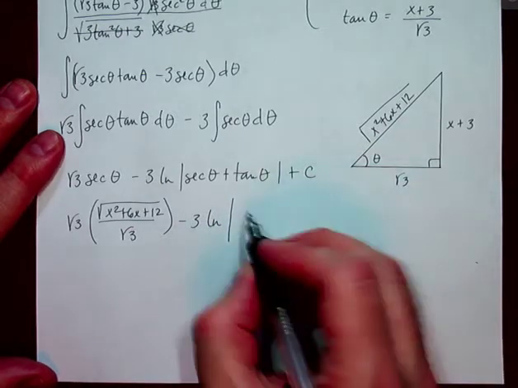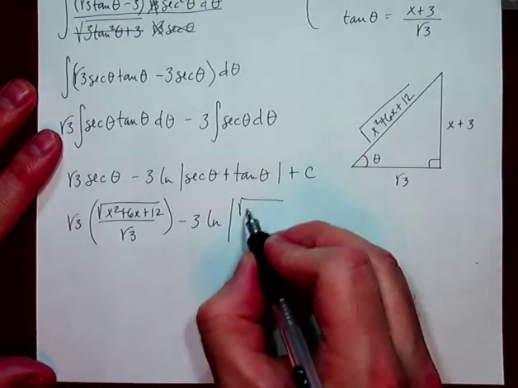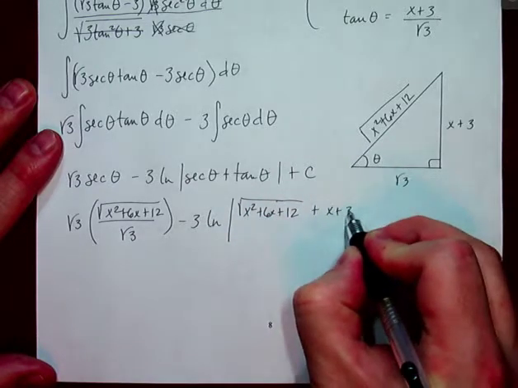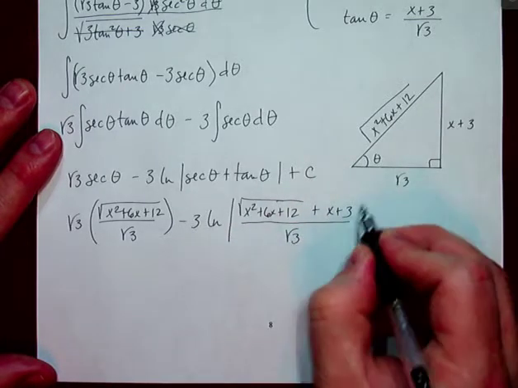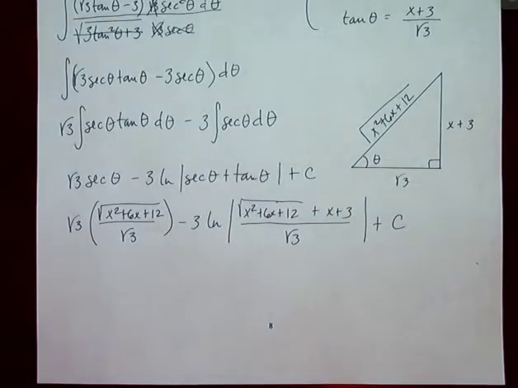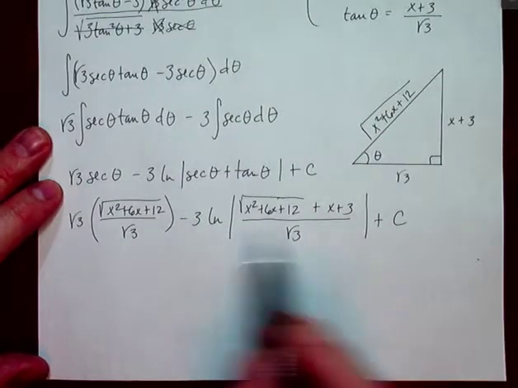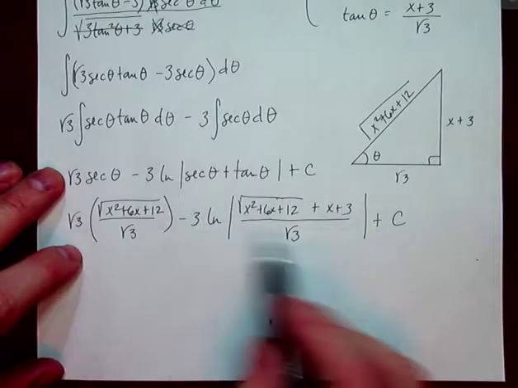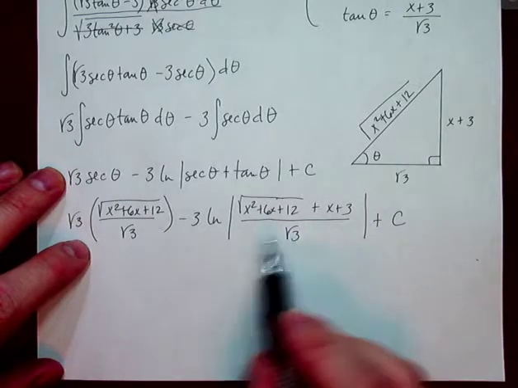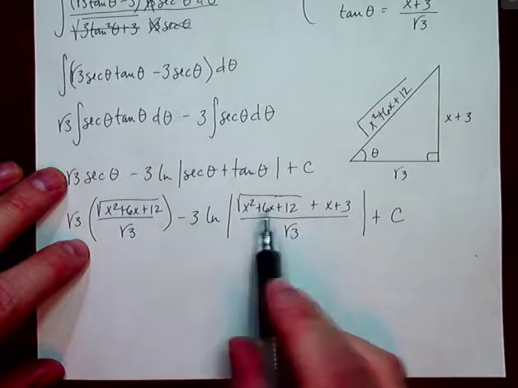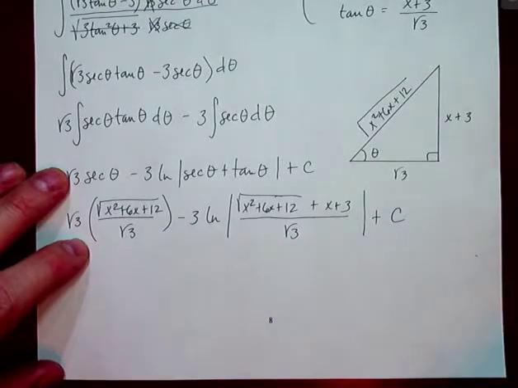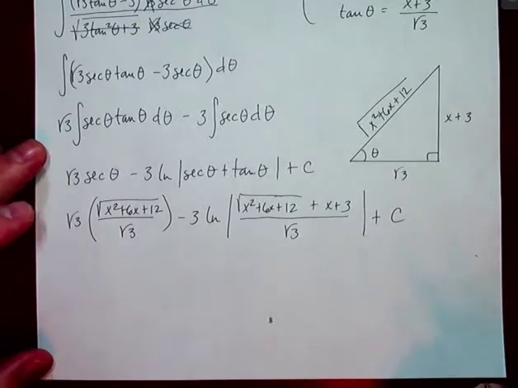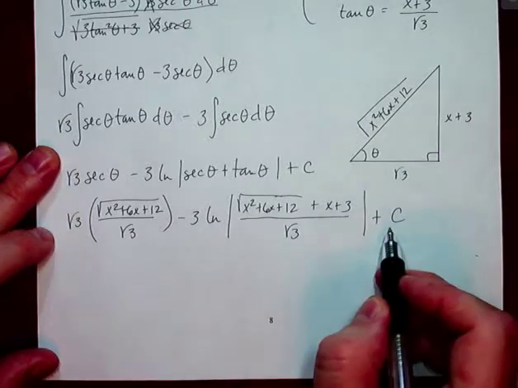Well, both of those have a denominator of that root 3, so we're going to go ahead and combine: root of x squared plus 6x plus 12 plus x plus 3, all of that over root 3 plus c. Now remember, we've done this before. Because this can be split apart into natural log of the numerator minus natural log of the denominator, and you have to distribute the negative, of course, so it's actually plus natural log root 3. It doesn't matter whether it's positive or negative, because natural log root 3 is a constant, right? And it can just be absorbed into c.